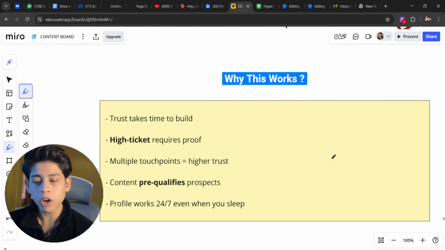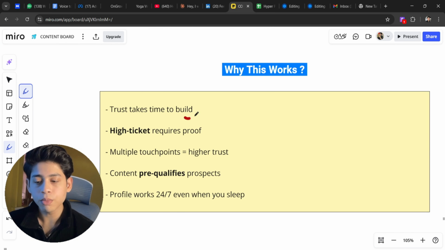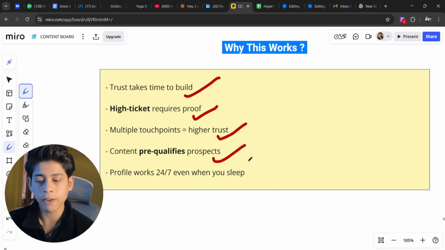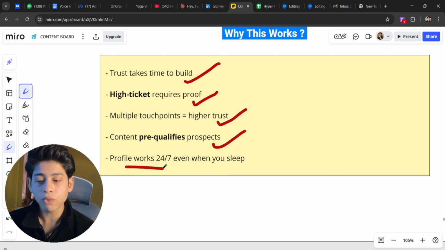And why this actually works is because trust takes time to build and high ticket requires proof, which we are solving with our profile funnel. We have multiple touch points, which means higher trust, and we use content to pre-qualify the prospect. So the people actually booking a call with you are already pre-qualified for the product or the service you are selling, right? And we have a profile that works 24 by 7 for you. So this is the system that actually gets you out of your business and lets you work on the tasks that actually matter for you to scale, right?